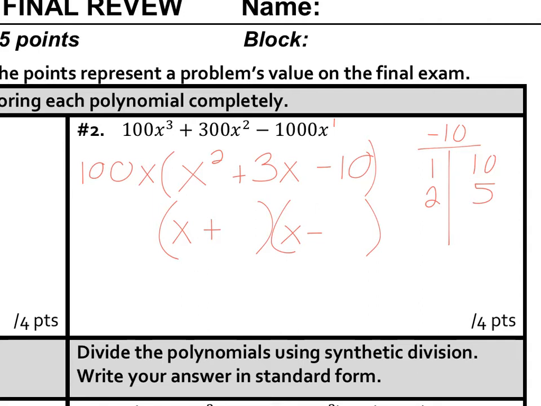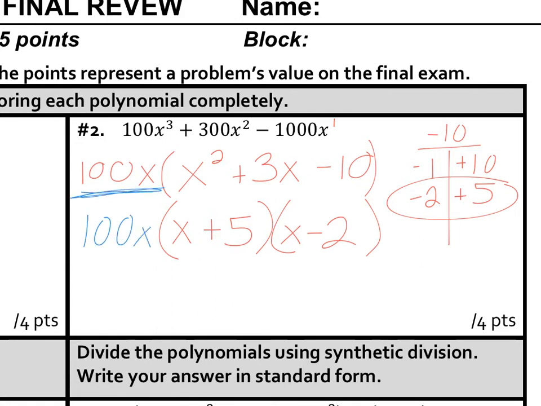Since our middle number, 3, is positive, our big number is going to be positive, and we said the signs had to be different, so that means small number is negative. Our numbers are negative 2 and positive 5. There we go. There's a minus 2 and a positive 5. And then, of course, we cannot forget our GCF, which is out here, so make sure that you bring that down as well.